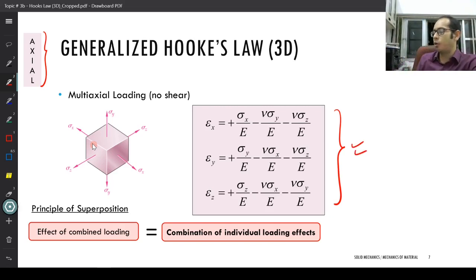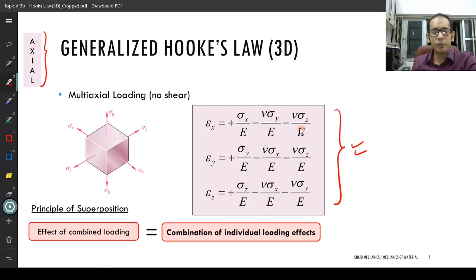So this is the form of the generalized Hooke's law in 3D when you have only the axial loading case. And you see the expressions are very easy to remember. If you are calculating epsilon x, it is going to be, of course, directly proportional as per Hooke's law, sigma x by E. Then you have a negative nu sigma y by E, minus nu sigma z divided by E, and so on and so forth. The others will follow analogically a very similar pattern.